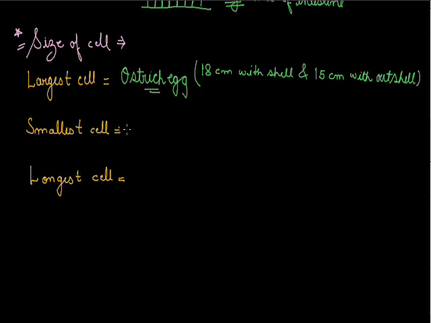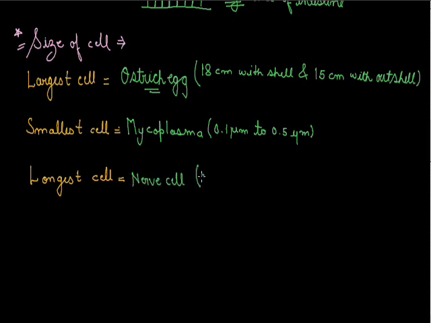Okay. The next, smallest cell is the mycoplasma, and the measurement of this cell is 0.1 μm to 0.5 μm. The next, longest cell is the nerve cell. It is approximately 90 centimeters long. It is not found in humans. It is found in the giraffe.